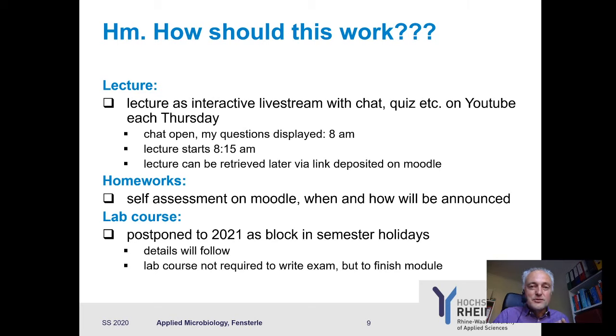And again, it can be retrieved later on. The link will be deposited on Moodle.